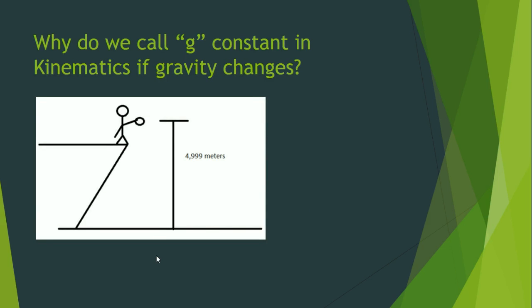So now that we know gravity changes with the distance, why do we call G constant in kinematics if gravity changes? So let's imagine that we're dropping a ball off a 4,999 meter cliff. It's almost 5 kilometers, so still pretty far out.